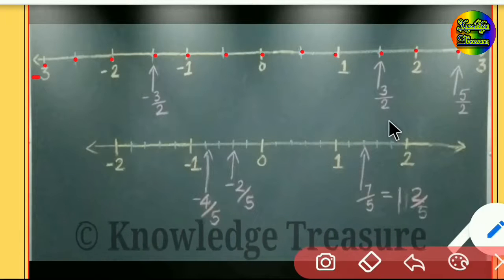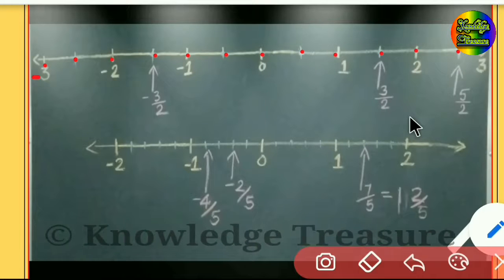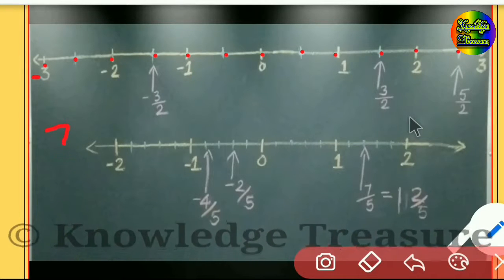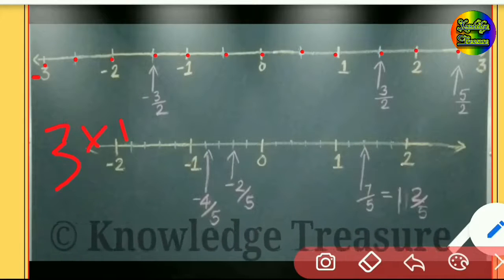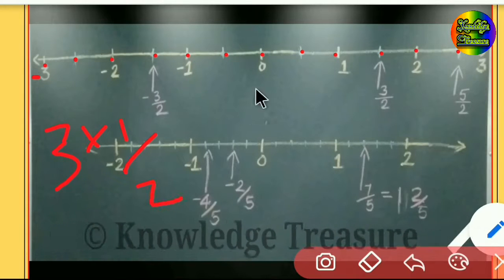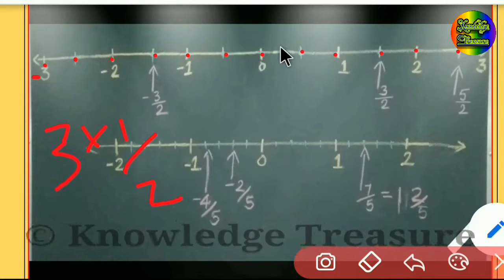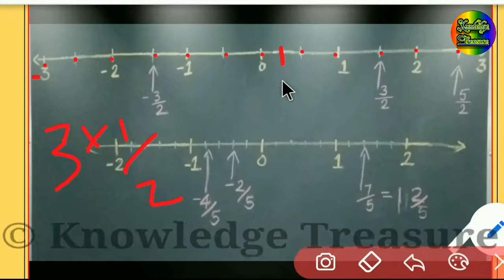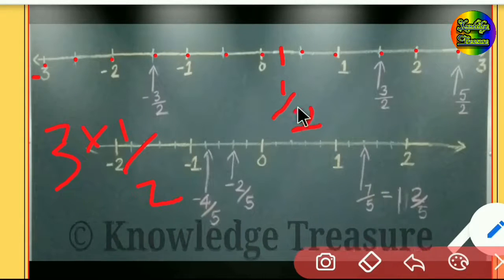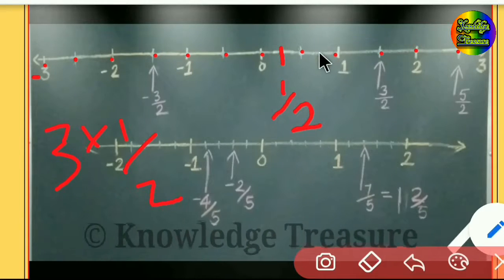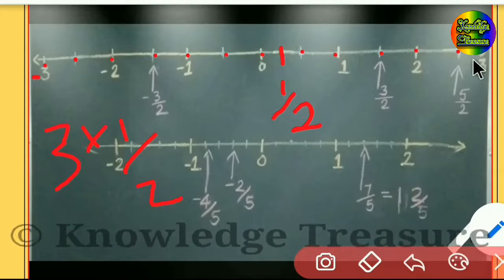We can write down the number 3 upon 2 as 3 into 1 upon 2. Here we are dividing each unit into two parts. So what is the value of this part? The value of this part is 1 upon 2. Similarly, value of this part is 1 upon 2. Here also 1 upon 2, like that.